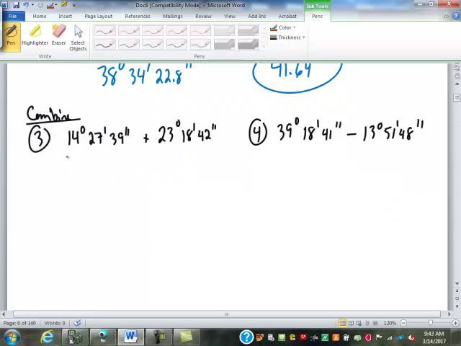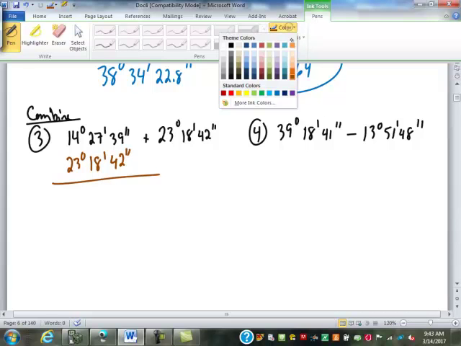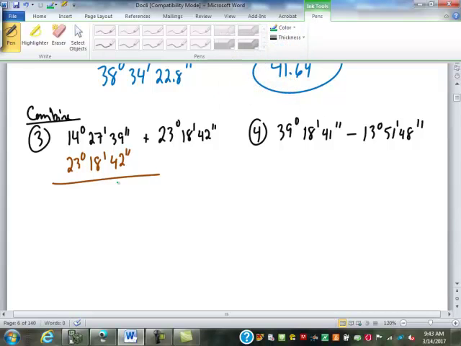Down here, this works so much better if I put them vertically. 39 and 42 are 81, which is 1 minute with 21 seconds left over. Take out 80, right? So 27 and 18 makes 46. Or 127 and 18 makes 46, I should say. 14 and 23 makes 37. 37 degrees, 46 minutes, 21 seconds. Anybody get that?